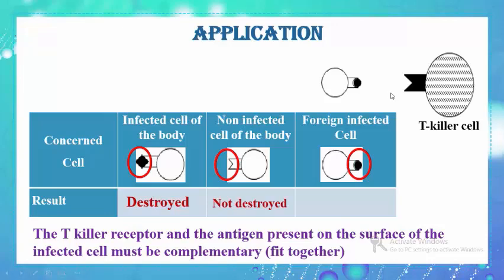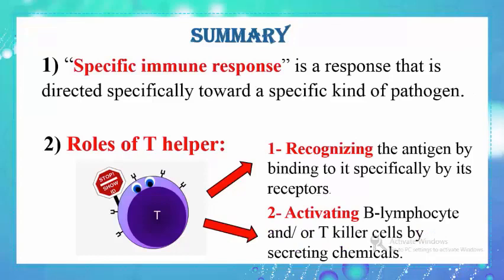The last one presents on its membrane a circular antigen. If we look carefully, there is no complementarity between this antigen and this specific receptor. So of course they will not bind together, and thus this infected cell will not be destroyed by this specific T killer cell. As a summary, we can say the following.